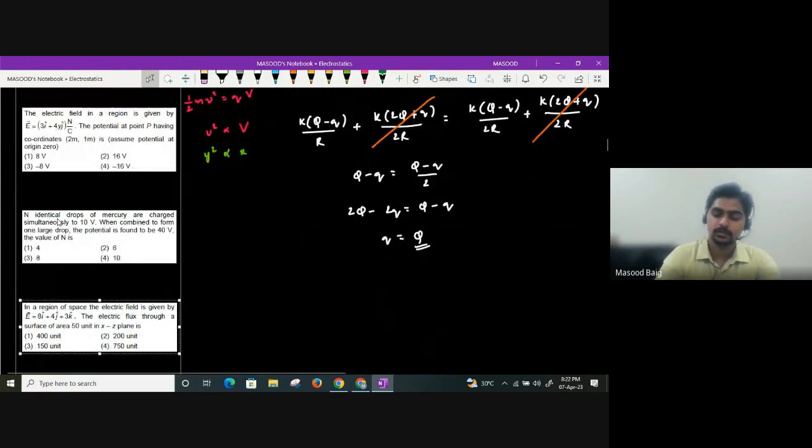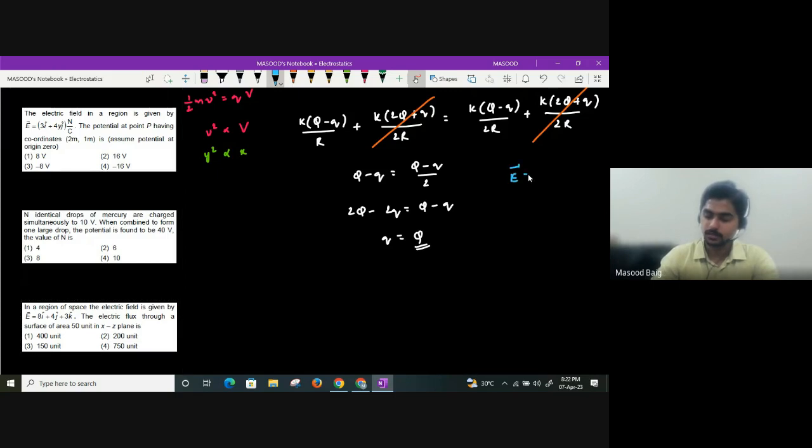What they have given, you see. Next question, if you see, the electric field in a region is given as 3i cap plus 4y j cap, guys. Okay, they are asking us to find out what would be the potential at a point whose coordinates are (2, 1). Now, can I write this as electric field is given as Ex i cap plus Ey j cap? Can I write that, all of you?